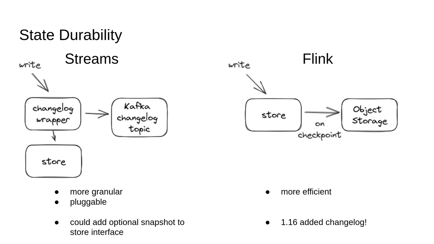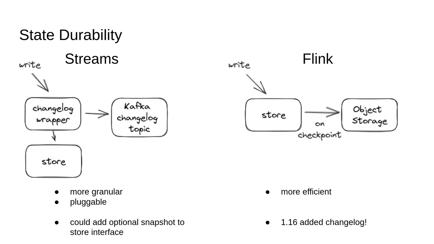On the flip side, the Streams approach is more granular. You're continuously trickling your state updates up to durable storage instead of trying to do it all in one big bang operation during the checkpoint. In Flink, when you take that snapshot, you have to do it synchronously during the checkpoint because Flink needs to know whether the snapshot succeeded or not. So that can cause big pauses. If you have a lot of state built up in that store, it can cause big pauses during checkpointing.